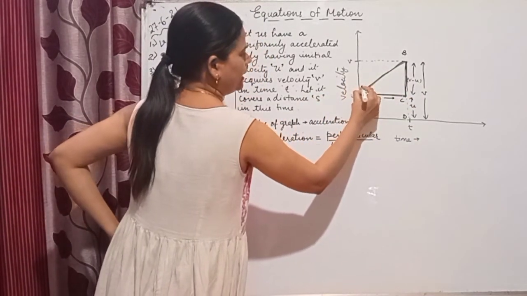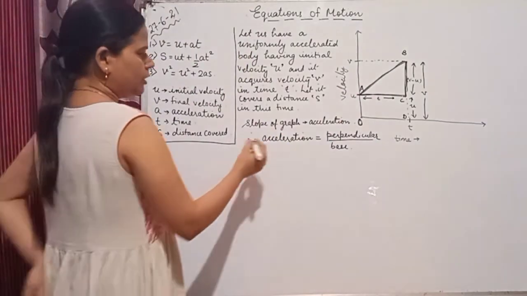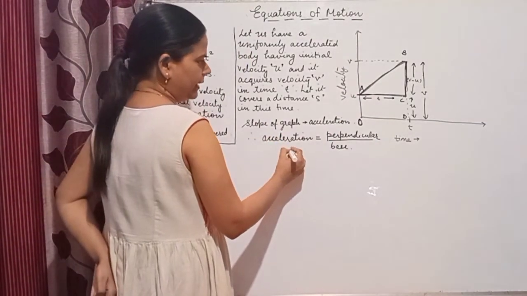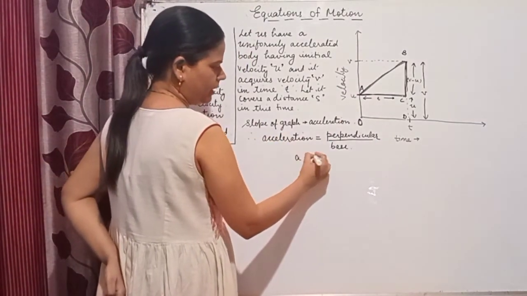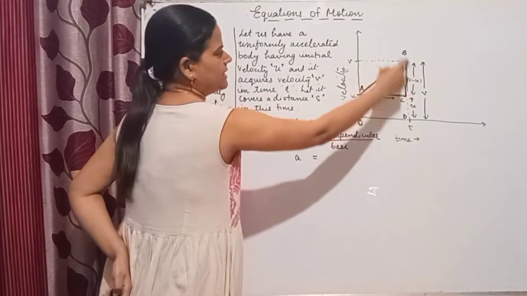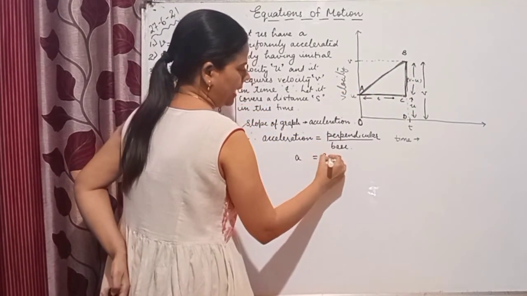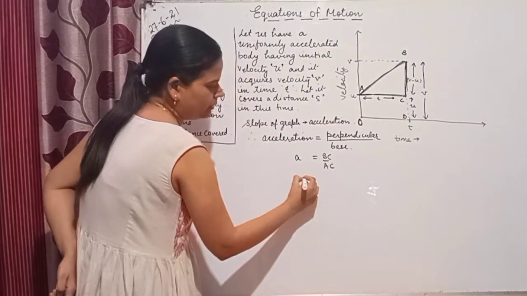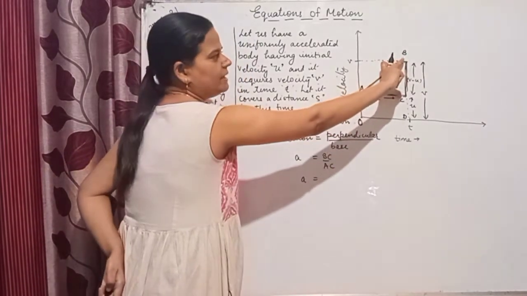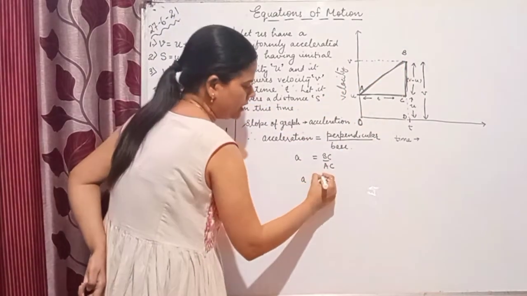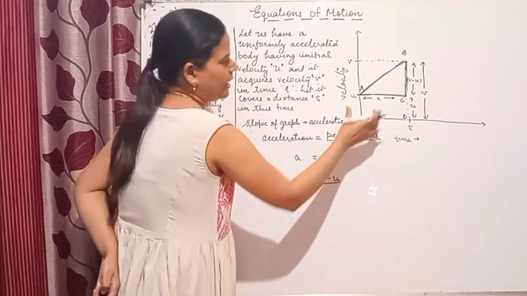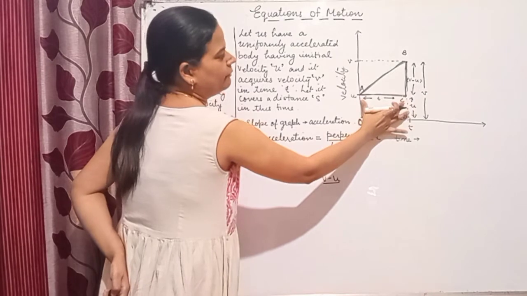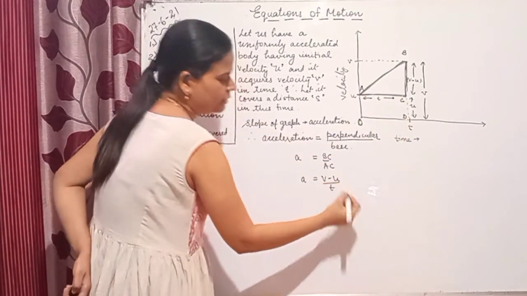So I have given names to the different points. Acceleration is represented by A, perpendicular here is BC, and base here is AC. So A is equal to the measurement of BC, which we have just calculated from the graph as V minus U, and the measurement of AC we have calculated from the graph is T.